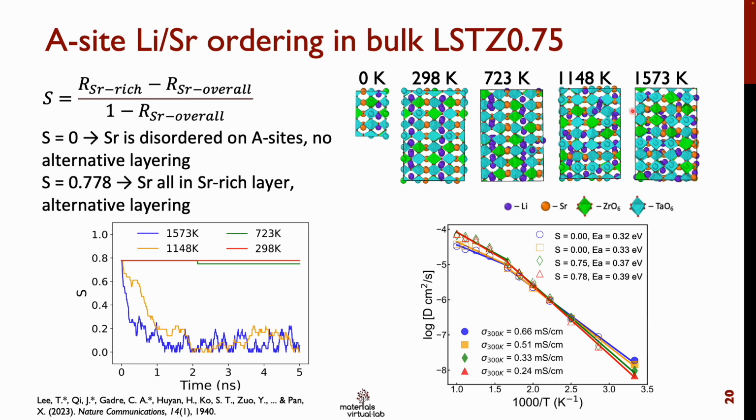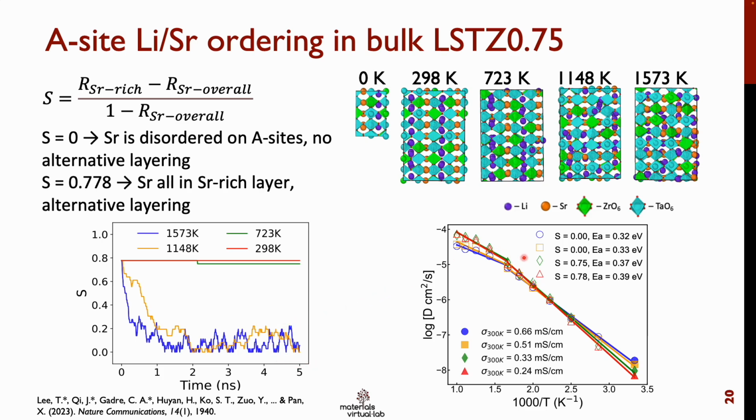We see that at higher temperature, when we perform MCMD, the equilibrium structure will have a disordered A-site ordering. By visualizing the evolution of the A-site ordering parameter, you can have a better understanding that at lower temperatures, the S parameter stays constant at around 0.778, representing the A-site alternate stacking, while for higher temperatures, the disordering of the A-site is promoted.